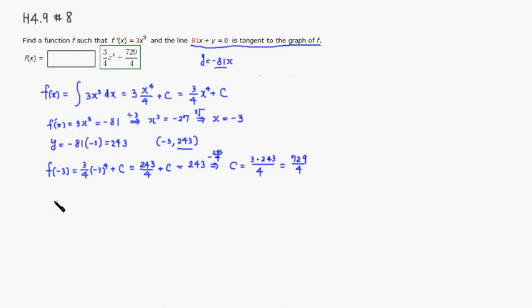So therefore we found f of x. F of x is 3/4 x to the 4th, then c came out to be 729 over 4, which is the right answer there. That's it. I hope that this was clear.